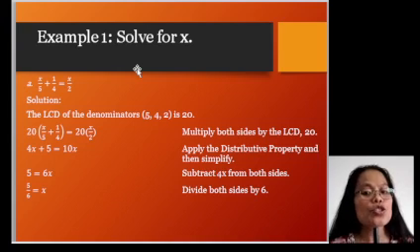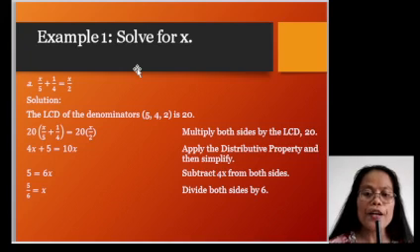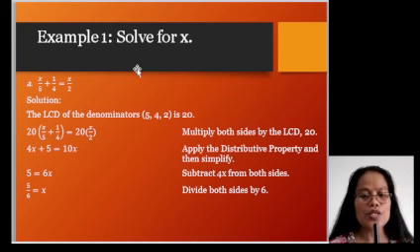And we need to find the LCD or the least common denominator. Now the denominators here are 5, 4, and 2. And we need to find what is the LCD of this. We have 20 because 20 is the least number that is divisible by 5, 4, and 2. And we will solve the equation now.